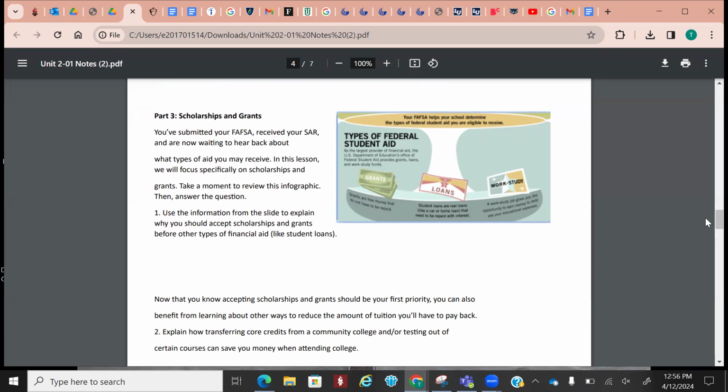Okay, so use the information from the slide to explain why you should accept scholarships and grants before any other types. So scholarships and grants, you don't have to pay back. Don't pay back. You can take out student loans. However, you do have to pay those back and they have interest.